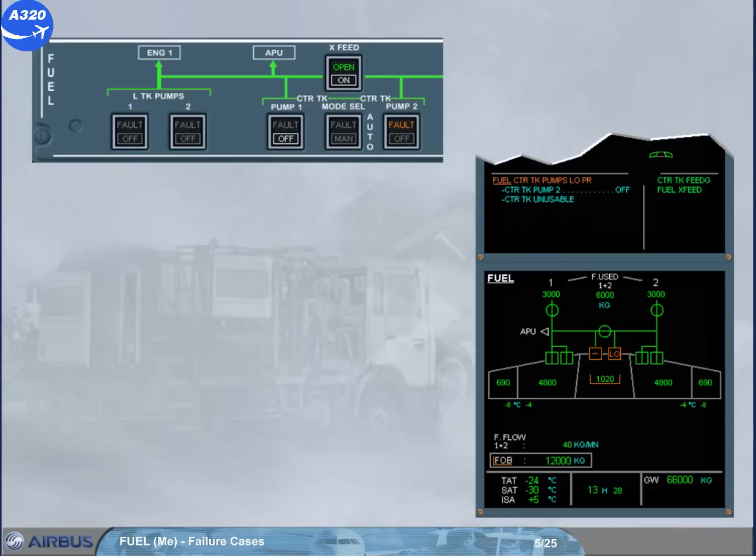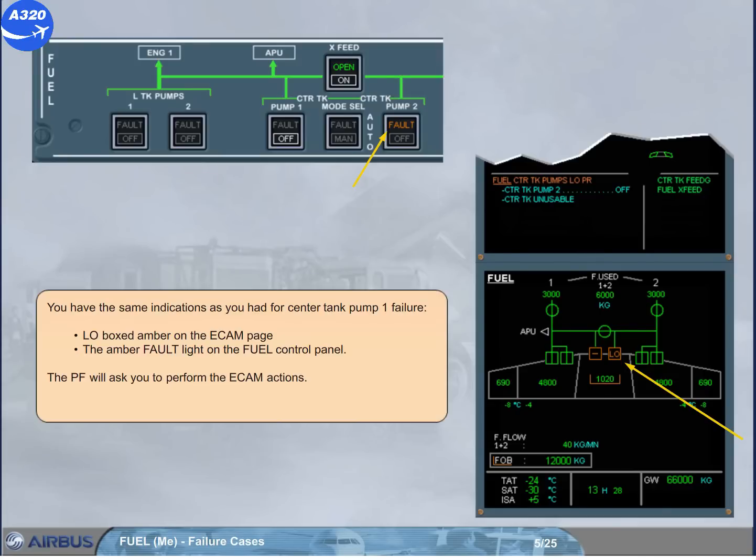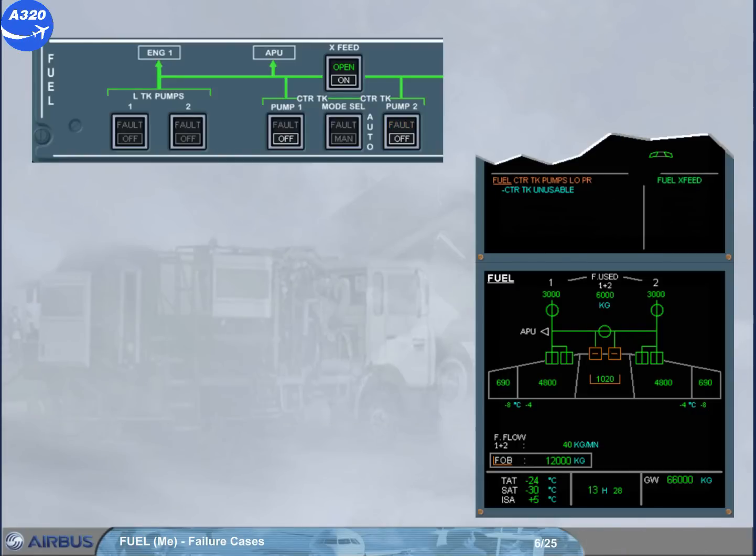You have the same indications as you had for center tank pump 1 failure. Low boxed amber on the ECAM page and the amber fault light on the fuel control panel. The pilot flying will ask you to perform the ECAM actions. Perform ECAM action. Observe that both center tank pumps are off on the fuel overhead panel.